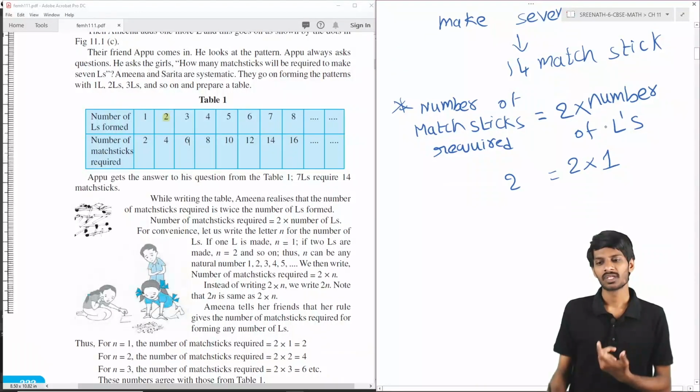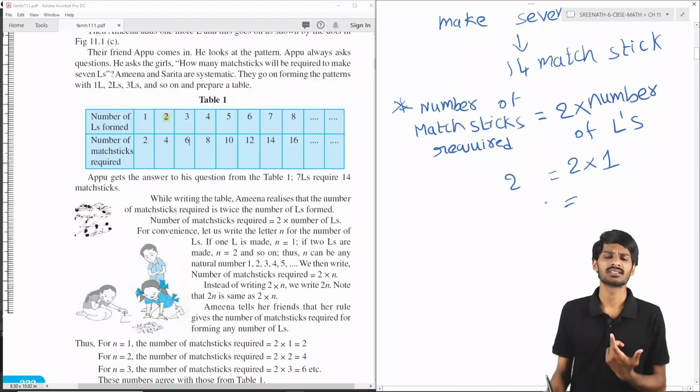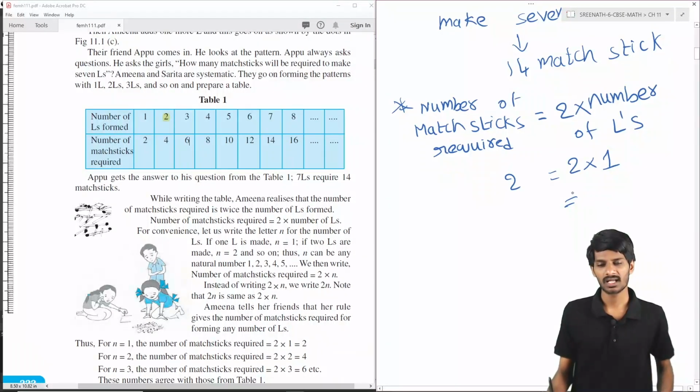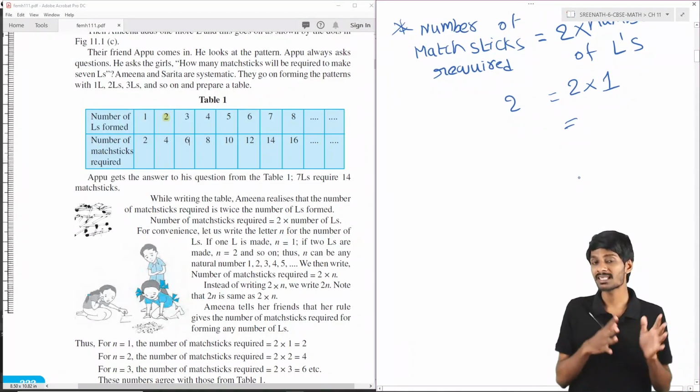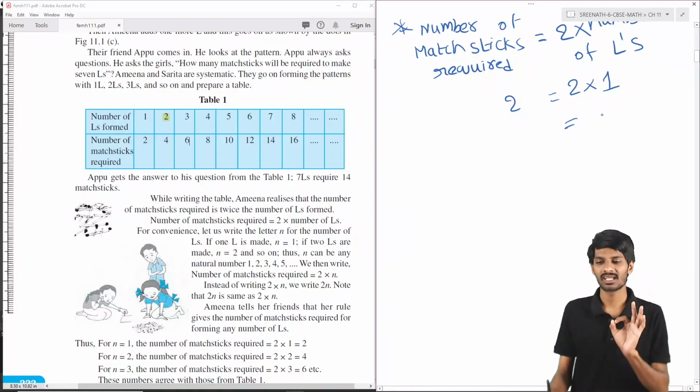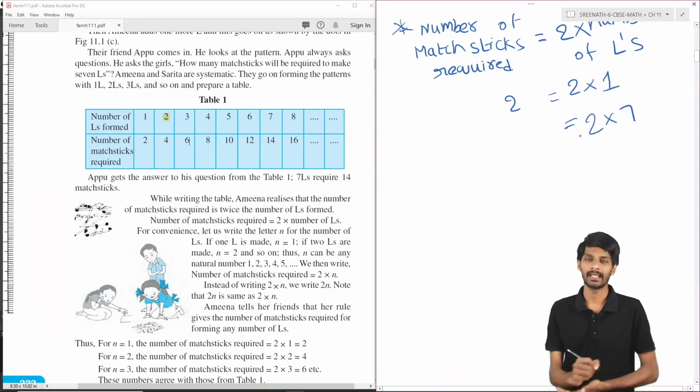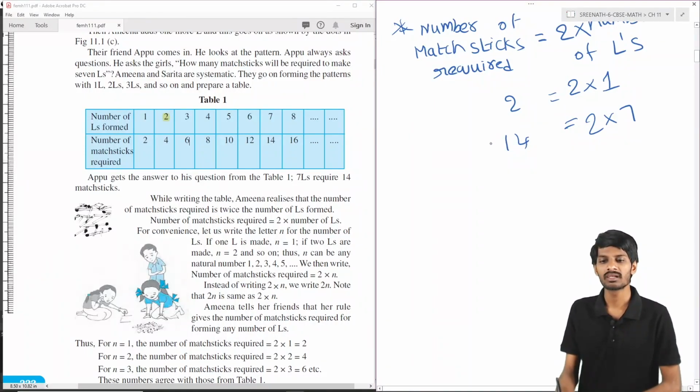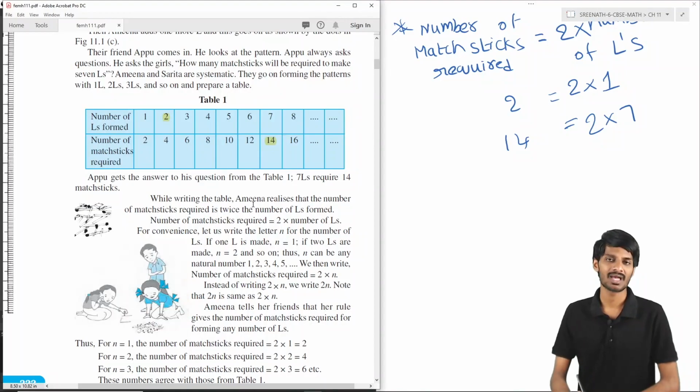So next thing, Appu came in and asked how many matchsticks are required to form 7 L's. So she wants 7 L's to be formed. Our rule is to double the L's. If you double the 7, you will get 14. So we will require 14 matchsticks. If you see here also, there are 14 matchsticks.